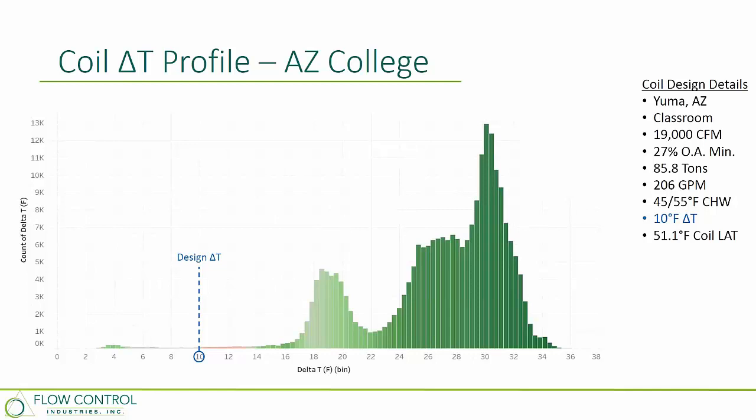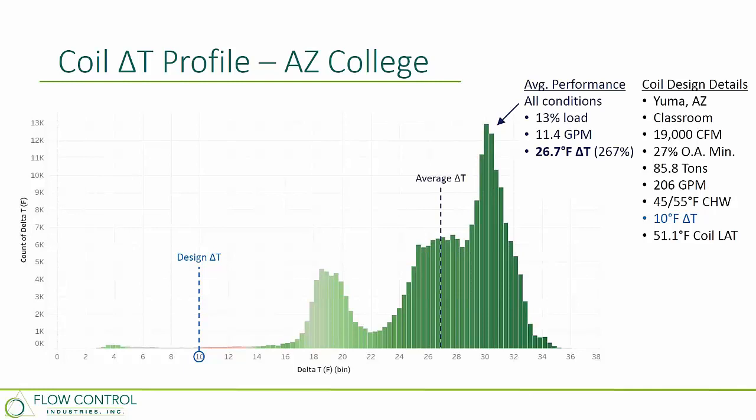So in Arizona, we see a very different profile in terms of the usage on this one. This one is for a classroom, so that probably drives a lot of the profile, whether that's occupied or not, whether we have students in the classroom, schedules, summer and winter schedules as well, right? 19,000 CFM, about a 30% outside air minimum, slightly bigger coil, but a lower delta T on the design, a 10-degree design delta T on this coil. But again, we see an average delta T over that 2-year period at 26 degrees.